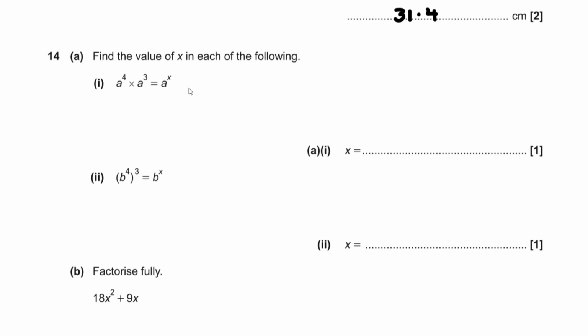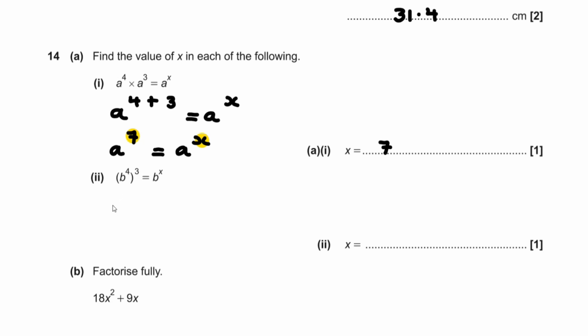Question number 14, part A. We have to find the value of x in each of the following. A to the 4 times a to the 3 equals a to the x. Here we would have to add the powers. So we have a to the 4 plus 3 equals a to the x. So we have a to the 7 equals a to the x, and clearly then you can see x is 7. Part B, we have to work out b to the 4 to the 3 equals b to the x.